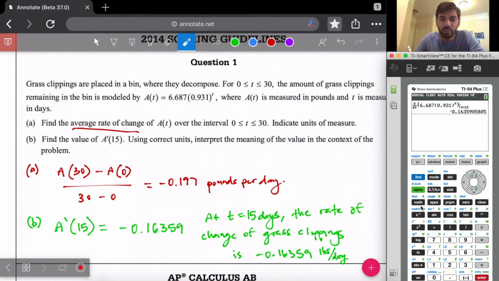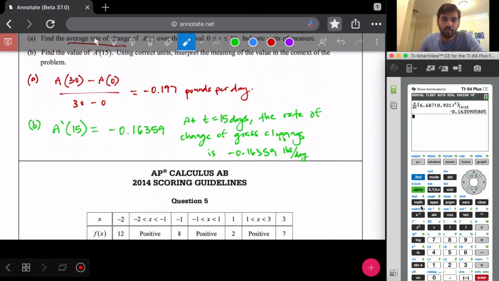So let's just make sure we covered all the grounds here. We have at a particular point that needs to be there, the rate of change of grass clippings is the value of the rate as well as the units, pounds per day. So you need those three things right there. At a moment, the rate, and the units. Okay, if you don't put those three things, you won't get full credit for the problem. Okay, so there's part B.